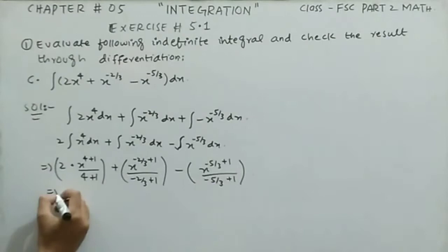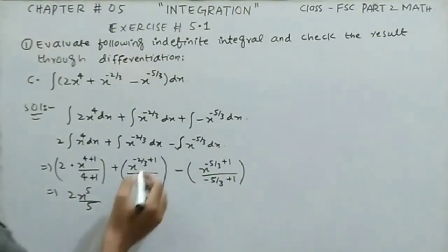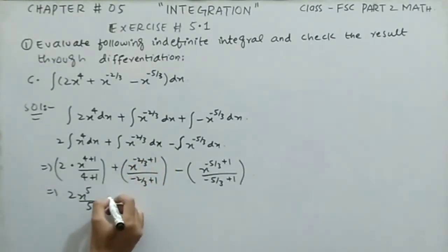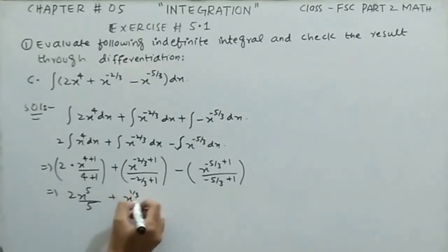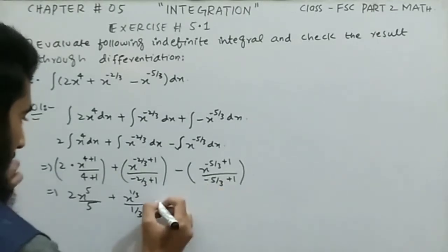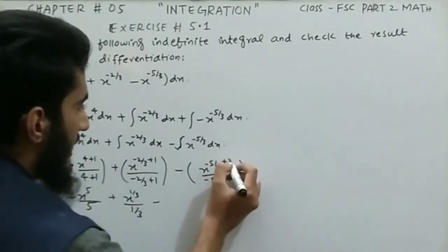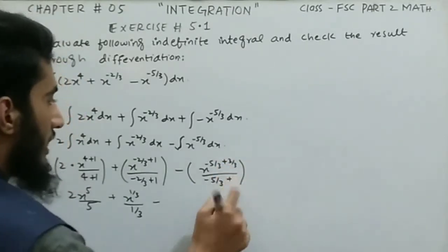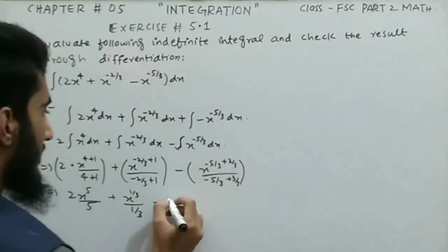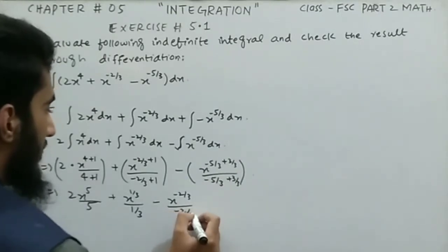After this it becomes 2 into x power 4 plus 1, which gives us 5, divided by 4 plus 1, which gives us 5, and over here minus 2 by 3 plus 1, where 1 can be written as 3 by 3, so 3 minus 2 gives us 1 by 3, so it becomes x power 1 by 3, and in the division minus 2 by 3 plus 1 gives us 1 by 3. Over here minus into 1 can be written as 3 by 3, because it again gives us 1, and over here also 1 can be written as 3 by 3. So minus 5 by 3 plus 3 by 3 gives us minus 2 by 3, so it becomes x power minus 2 by 3, and divided by minus 2 by 3.